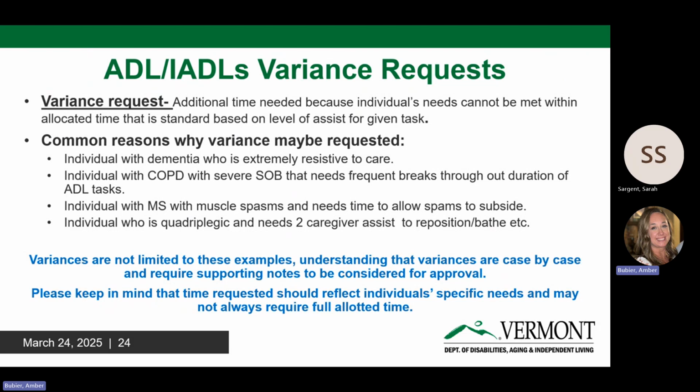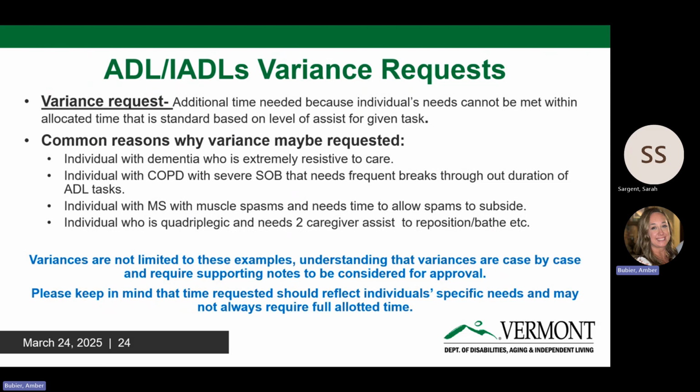Some common reasons why a variance may be requested. Maybe your individual has dementia and they're extremely resistive to care, so the length of time to complete a task is going to be significantly more than a standard amount of time. An individual with COPD that has severe shortness of breath needs frequent breaks throughout the duration of ADL tasks. Some individuals with end-stage COPD truly can't do more than 30 seconds of work before they need to sit and take a break. They can put their pants on, but then have to stop and breathe for a few minutes. They can brush their teeth, but then they have to stop and catch their breath. So in the long run, those tasks are taking a lot longer.